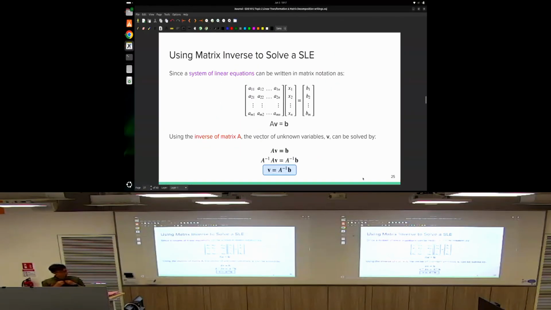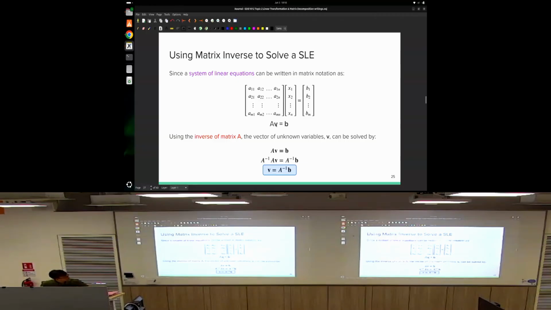Right, so let's continue. Next part will be looking at using the inverse of a matrix to solve the system of linear equations. The operation here is straightforward. Recall that we are trying to solve Av = b, in topic 1, that's your systems of linear equations. So now you're trying to solve for v here.